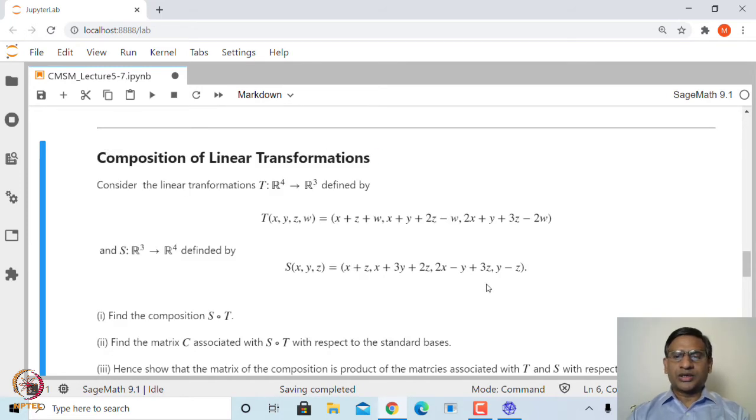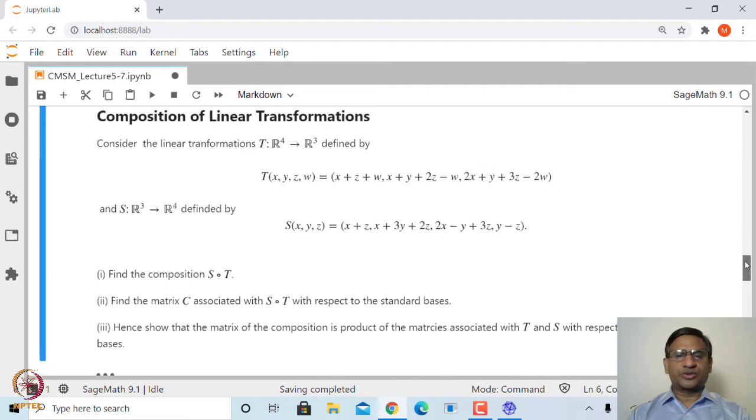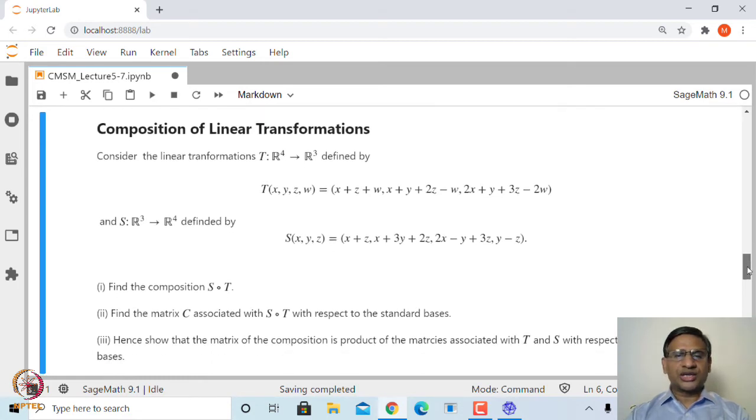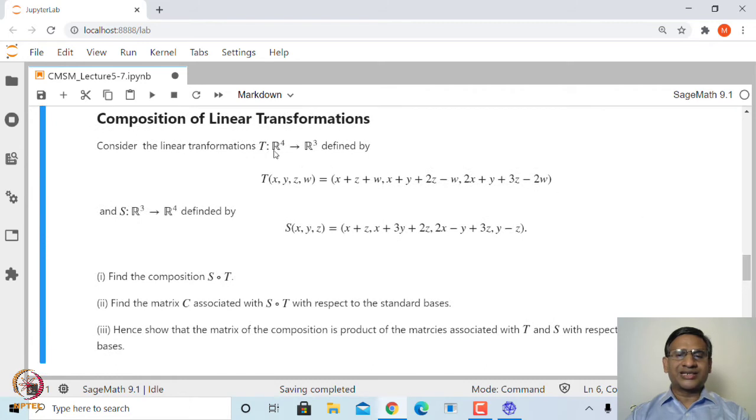If you have two linear transformations, you can take its composition. Of course, it should be compatible. Similarly, you can define the sum of two linear transformations. So composition, how do we define? Suppose T is a linear transformation from R4 to R3 and S is a linear transformation from R3 to R4.